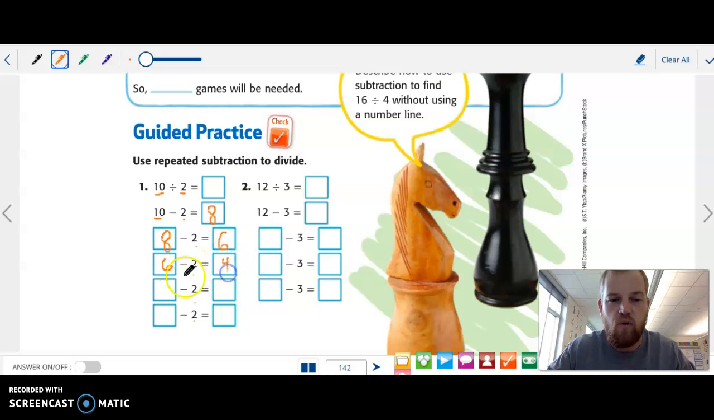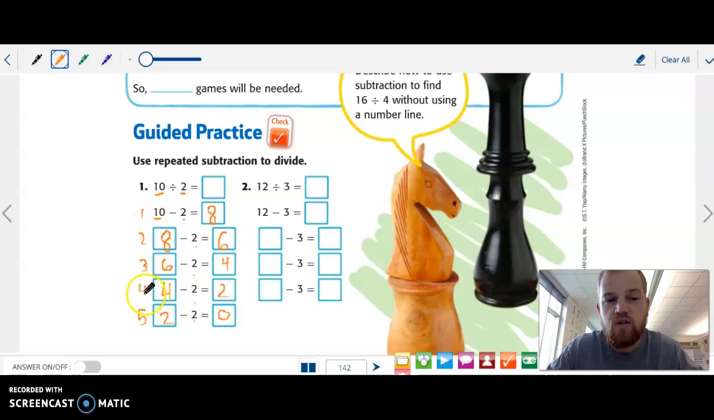I'm going to bring my 4 over again. 4 minus 2 is 2. Then I'll bring my 2 over, and 2 minus 2 is 0. So now I know that I've reached the end, because we're always looking for that 0. That tells us that we've broken our numbers up evenly and done all of our subtraction. Now my job is to go back and count how many times I subtracted: once, twice, 3 times, 4 times, and 5 times.